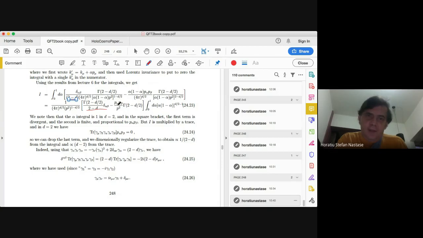So I can drop this second term. This is finite, and this trace in 2 dimensions is 0, so I can just drop this. But I cannot drop the first term, because the first term was divergent in 1 over 2 minus D. And then I said this trace was equal to 0, but only in D equal to 2. In dimensional regularization, this is not 0.